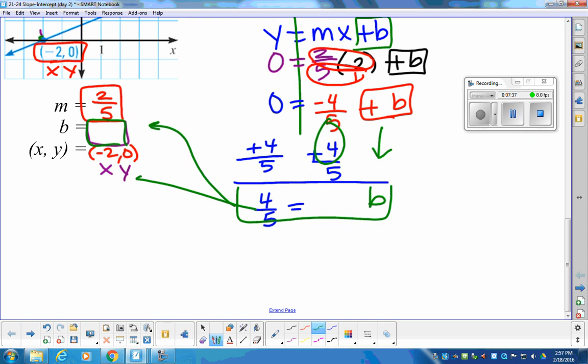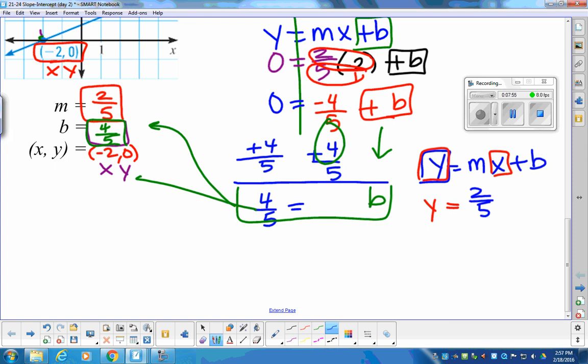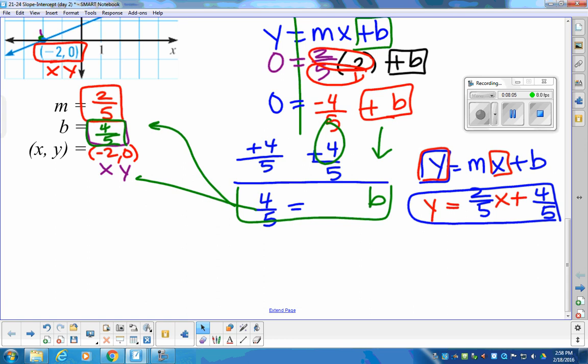Whoops, up here. My equation then is y equals, come on 8th grade, stick with me, y equals mx plus b. Again, we have that y is a stop sign. X is a stop sign. Substitution is kicking in. So we have y equals the m value, the slope value was 2/5, rise and run. X is a stop sign. The b value was 4/5. There's my equation, y equals 2/5 x plus 4/5. That's example number 2.